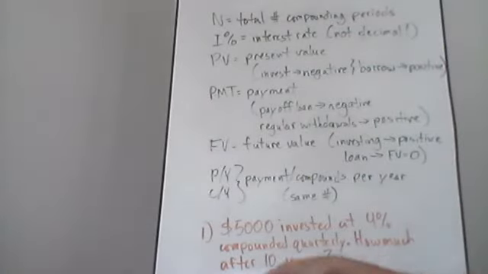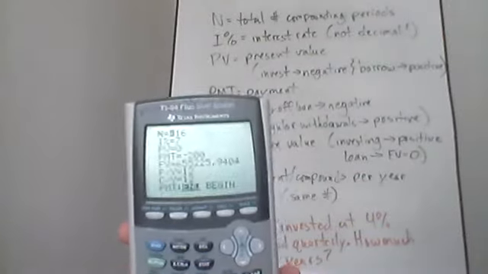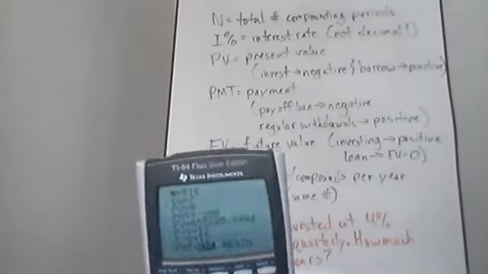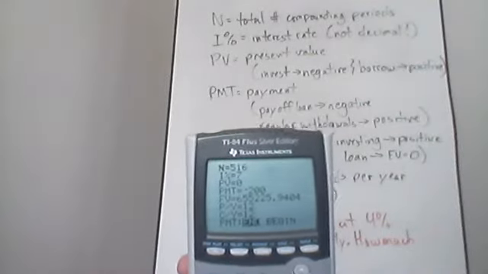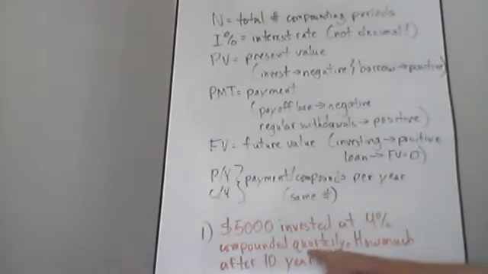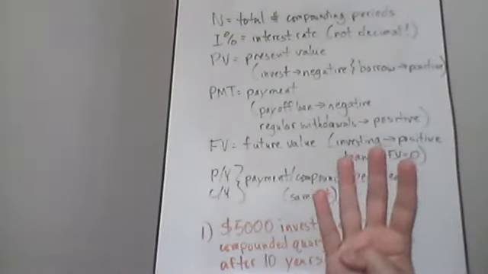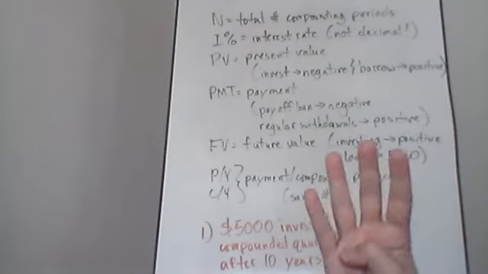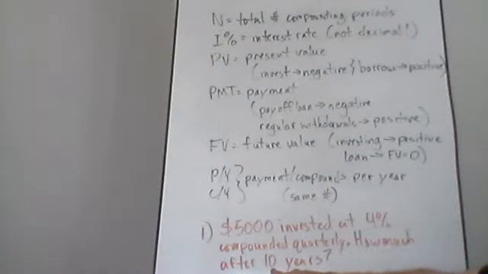For this first example, $5,000 is invested at 4% interest compounded quarterly. How much will it be worth after 10 years? The first thing we have to type in here, in our TVM Solver, is the capital N, which stands for the total number of compounding periods. Our interest here is compounded quarterly. Quarterly means 4 times per year, so it's going to be compounded 4 times per year for 10 years. So the total number of compounding periods in this case is going to be 40. 4 times per year times 10 years is 40.